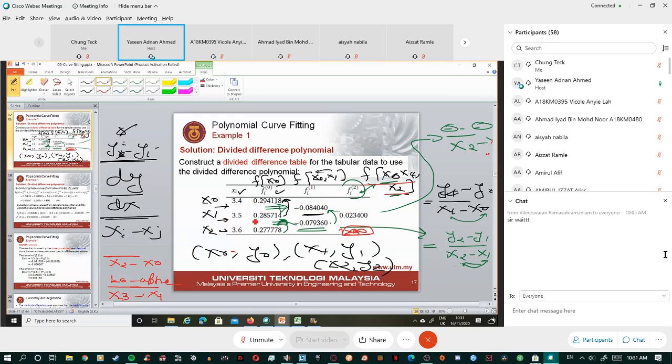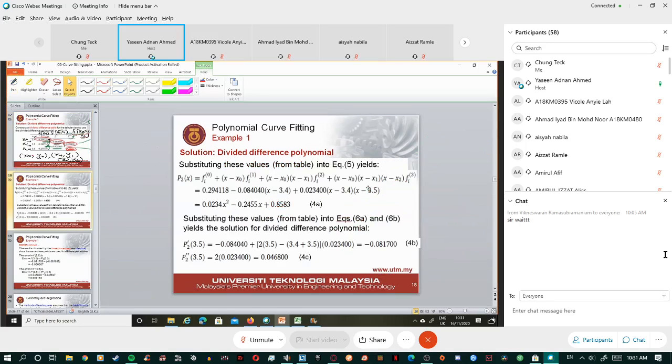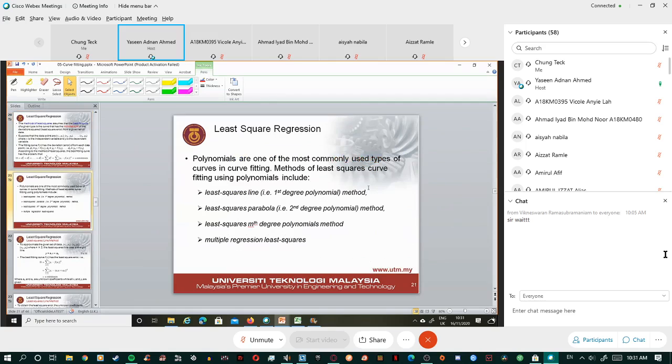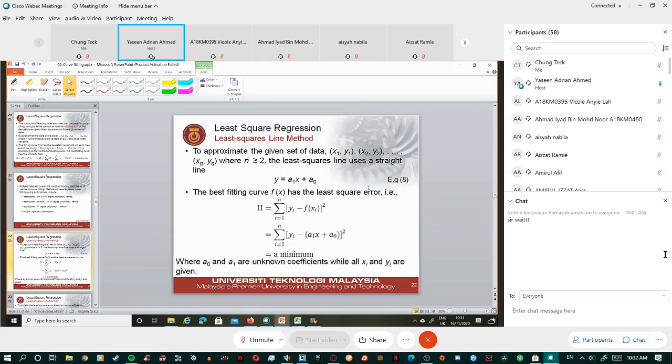Okay, so if you can remember this one, you can prepare the table, and after you finish the table, now you can continue. For example, your a0 will be this one, a1 this one, a2. Put the values in the polynomial, you will get the answers. So we call this the divided difference polynomial. Okay, so the Lagrange polynomial and divided difference polynomial, these are important.